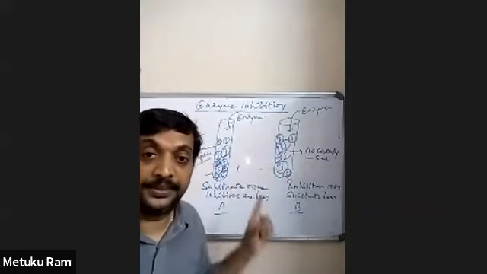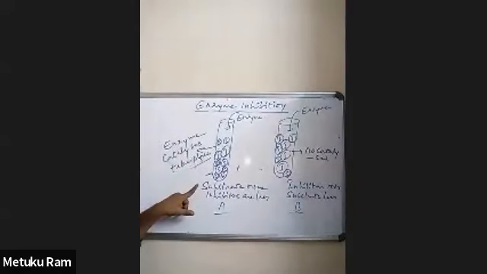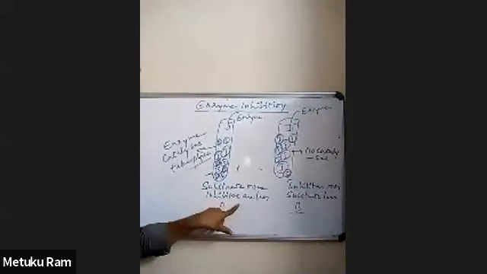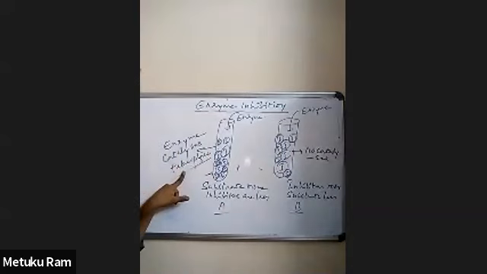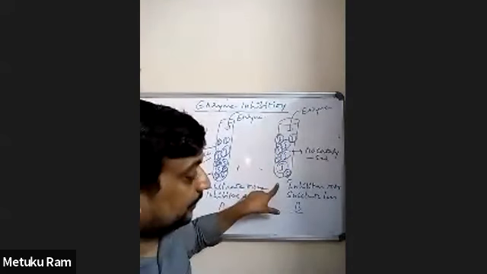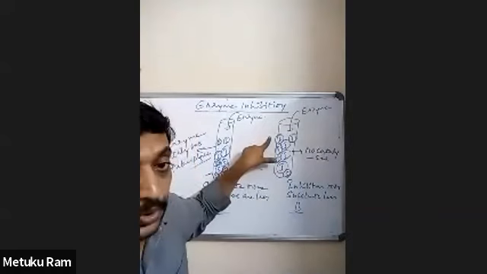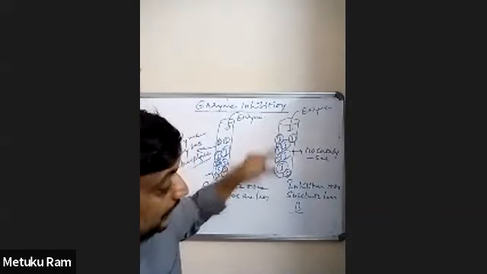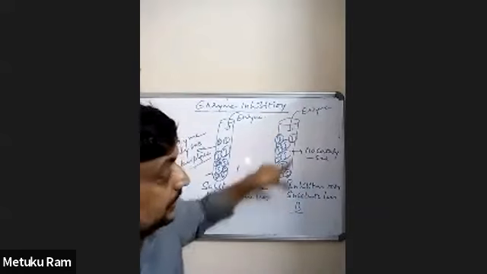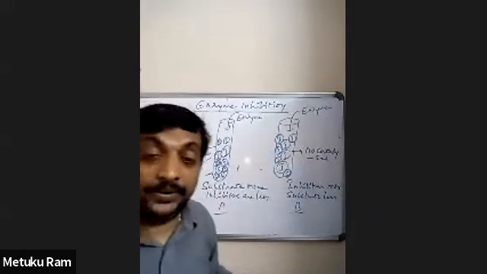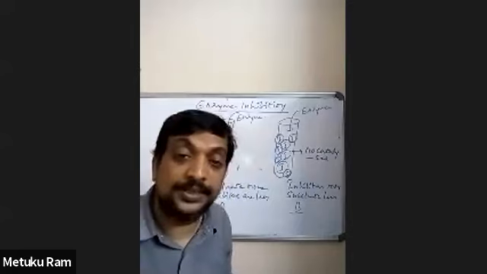Got it? Please take this. Here, the substrate concentration is more, inhibitors are less, and catalysis takes place. Here inhibitors are more, substrate concentration is less. Here no catalysis. However, catalysis could be possible.